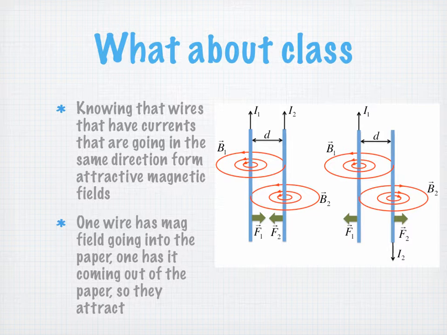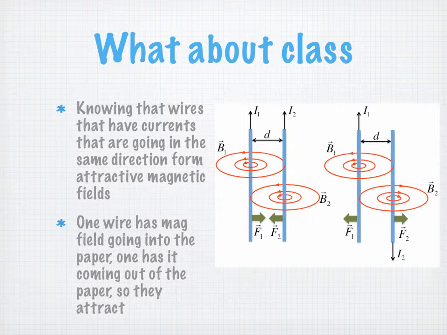Where we left off was talking about the attractive and repulsive forces on wires carrying a current. If currents are going in the same direction, what ends up happening is that you have a B field going in and out of the paper for the two wires, and that creates an attractive force. When we have two wires where we have current going one direction and in the opposite direction, it's going to be a repulsive force.